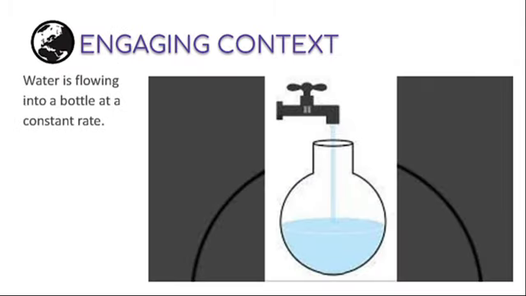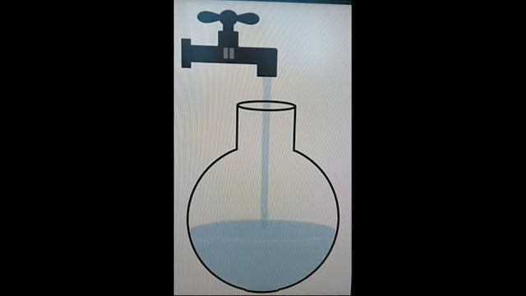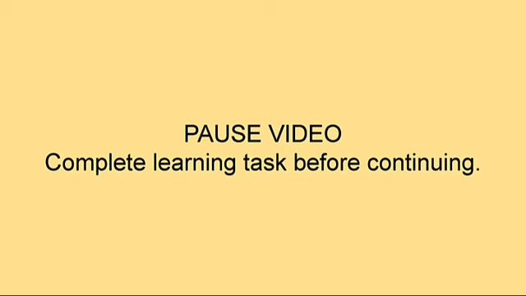For the next context, we have water flowing into a bottle at a constant rate. Your learning task is to graph the water height as a function of its volume. Pause the video and complete the learning task before continuing.